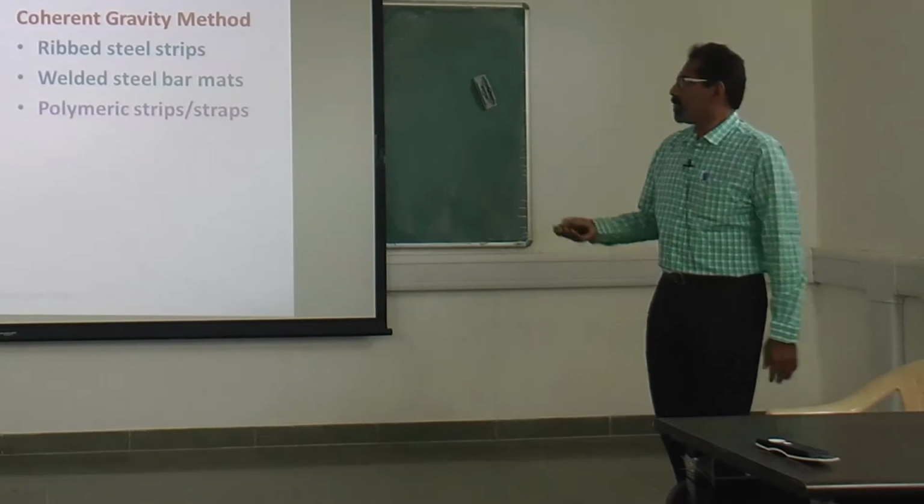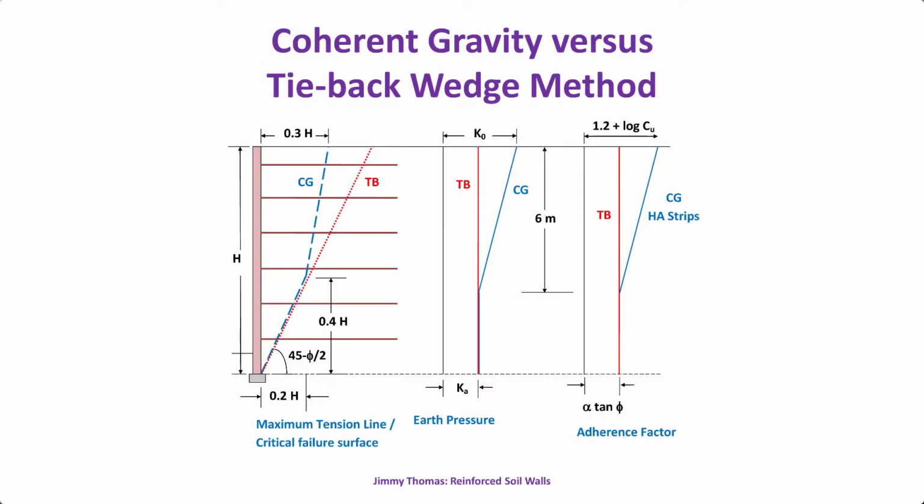Mainly our focus will be on the tie-back wedge method, but just to highlight the differences between coherent gravity versus tie-backs. One is what is known as the maximum tension line or the critical failure surface. That means where does the maximum tension in the reinforcement occur? In the tie-back, it's the Rankine failure plane. That means, I'm sorry, this should be 45 plus phi by 2.